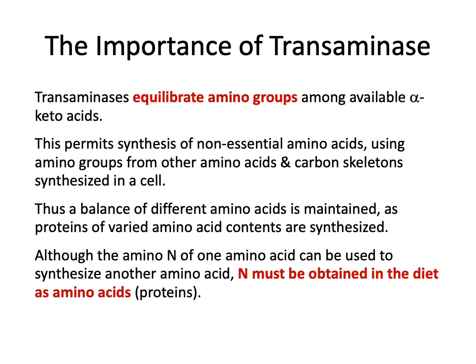So even though we can convert one amino acid into another, we can use the nitrogen on one amino acid to generate another different amino acid. Now that nitrogen has to be obtained in the diet as amino acids.